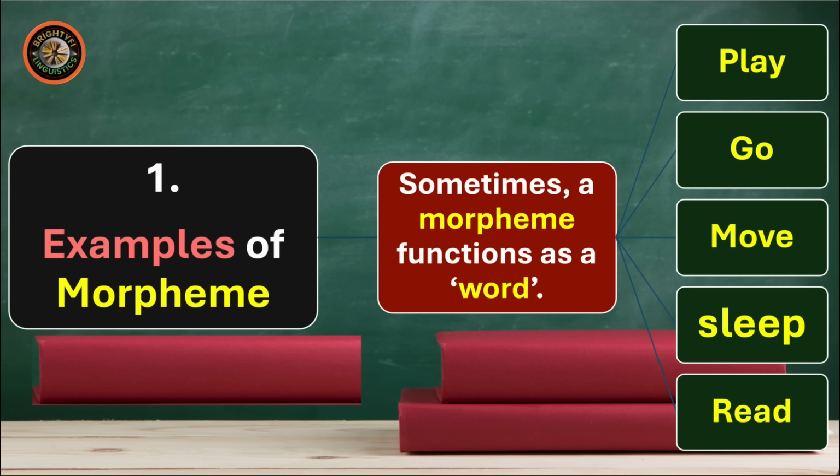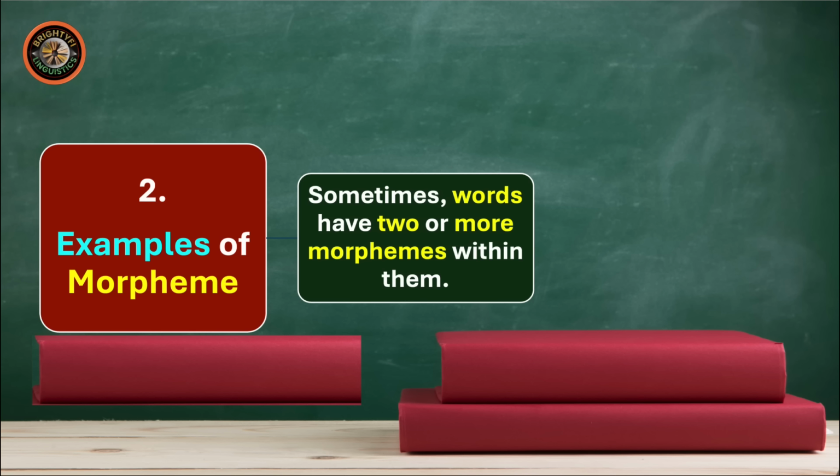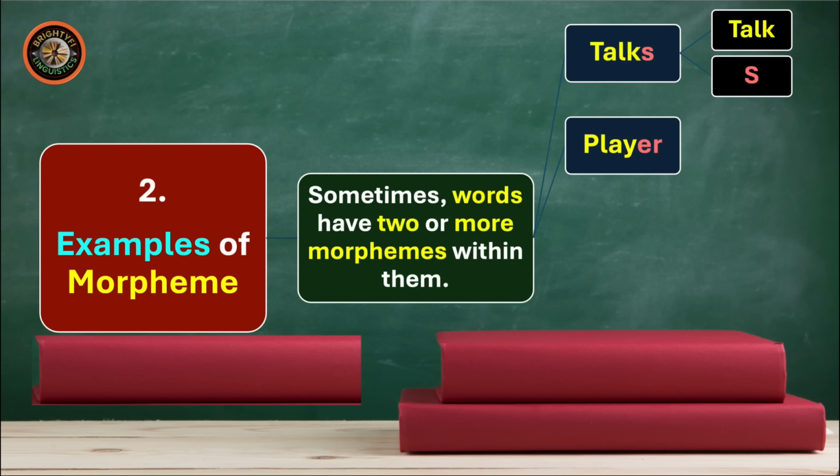Now let's have the second example of morpheme. Sometimes words have 2 or more morphemes within them. How? Let's see. Talks. This word has 2 morphemes, talk and s. Let's have another example. Player. This word has 2 morphemes, play and er.